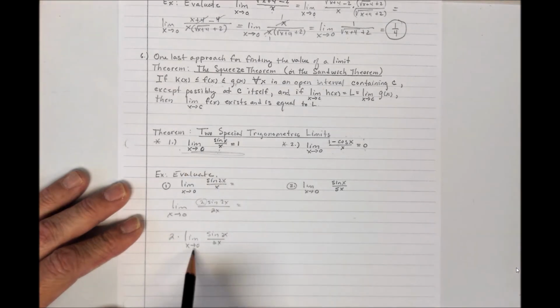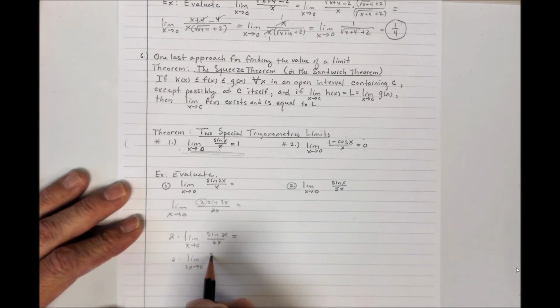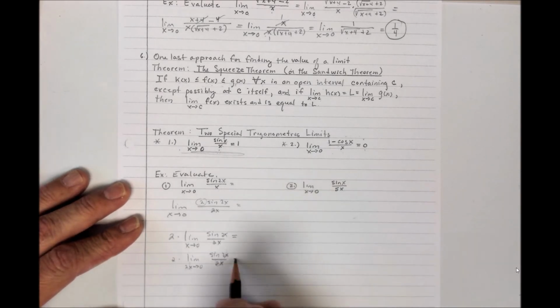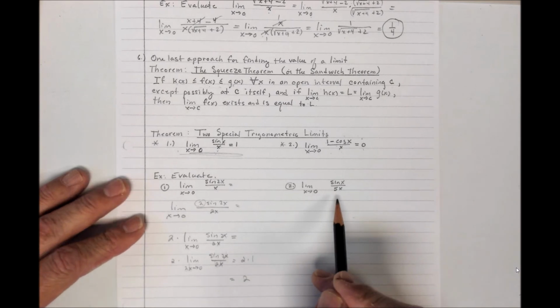But it was as x goes to 0. Now think about it. If x goes to 0, what's happening to 2x? It's also going to go to 0. So this is the same as saying the limit as 2x goes to 0 of the sine of 2x over 2x. And if you want to, you could actually put in a variable substitution. Call this u, call this u, call this u, and then you use exactly this first special trig limit. So this is equal to 2 times 1, or it's equal to 2. Kind of wild.